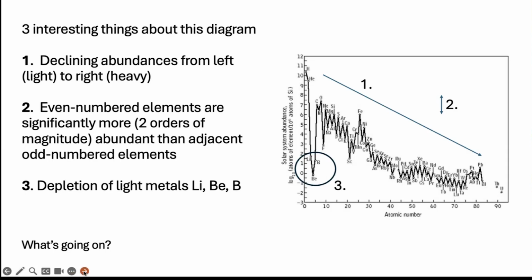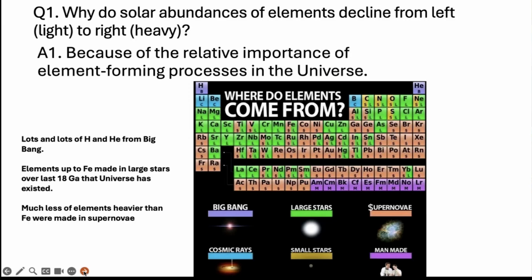So what's going on? The solar abundances of the elements decline from left to right because of the relative importance of element forming processes in the universe. Lots and lots of hydrogen and helium from the Big Bang. The elements up to iron are made in large stars over the last 18 billion years that the universe has existed. And there's much less of the elements heavier than iron because these are only really made in supernovae, neutron stars colliding, and a few special processes that aren't as common as the previous ones. So that explains the overall decrease from light to heavy.